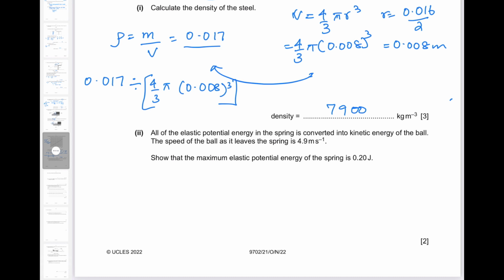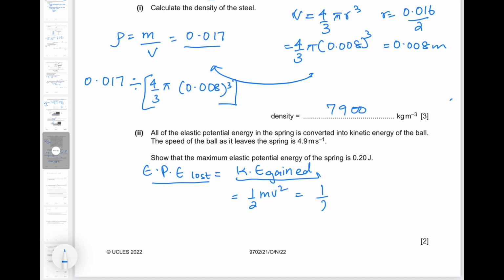So here again we are given in the question that elastic potential energy lost is equal to the kinetic energy gained. If you were to find the maximum kinetic energy gained, you would also find the maximum elastic potential energy that's lost, and so this would be equal to half mv squared, and that's 1/2 multiplied by the mass of the sphere, the steel ball, which is 0.017 multiplied by the speed squared, and that's equal to 0.2 joules.